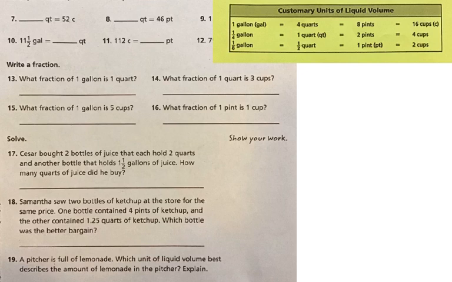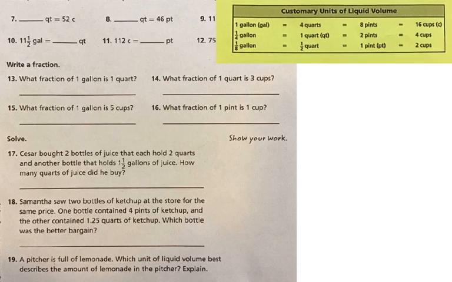We're going to move on to write a fraction. And if we look at number 13, we can see that it says, what fraction of 1 gallon is 1 quart? Well, we can look at our chart again, and we have 1 gallon is equal to 4 quarts. So what it's asking us is 1 quart is how much of that gallon.